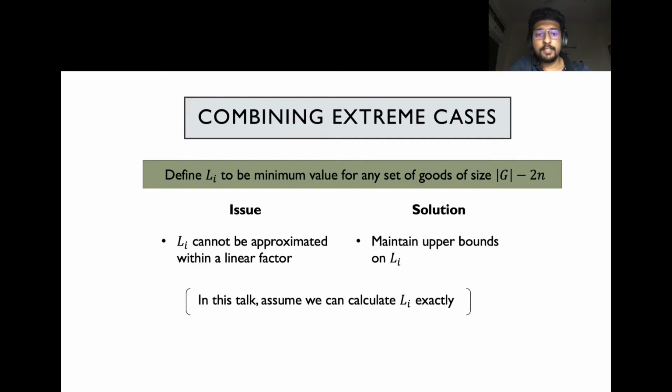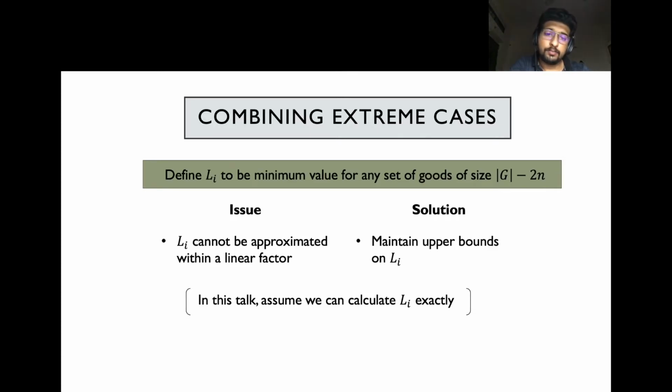We combine the extreme cases by introducing a quantity Li. We define Li to be the minimum value for any set of goods after removing 2n of them from the item set. That is, Li over 2n is the value that each agent is guaranteed to receive in a near proportional allocation even after the removal of any 2n size subset of goods. The reason we introduce Li will be made clear in the next slide.